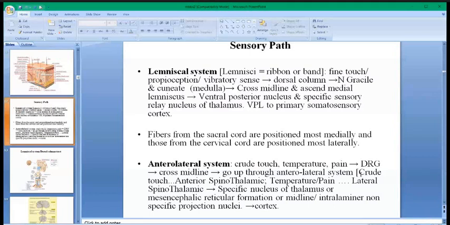Anterolateral system is for crude touch, right? Anterior spinothalamic is for crude touch. Temperature and pain is carried by the lateral spinothalamic tract. Am I clear? It is asked.